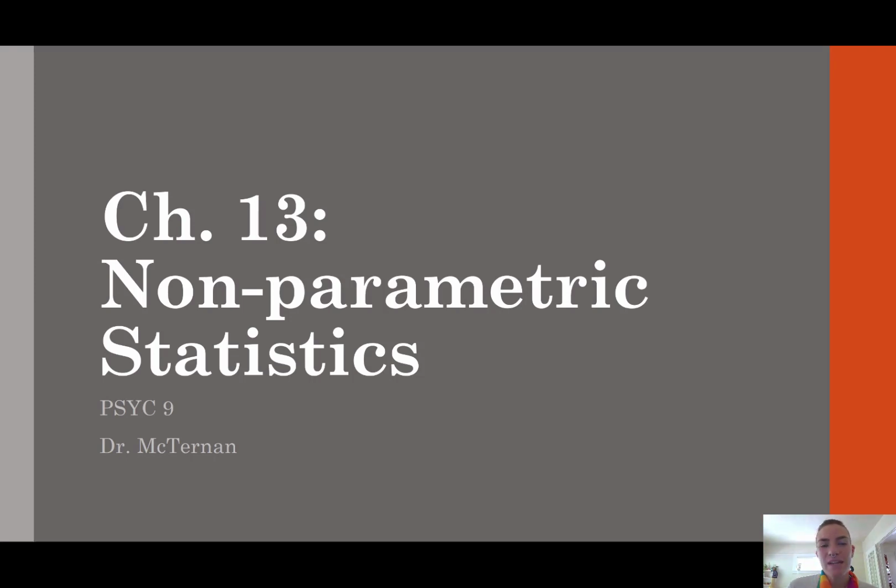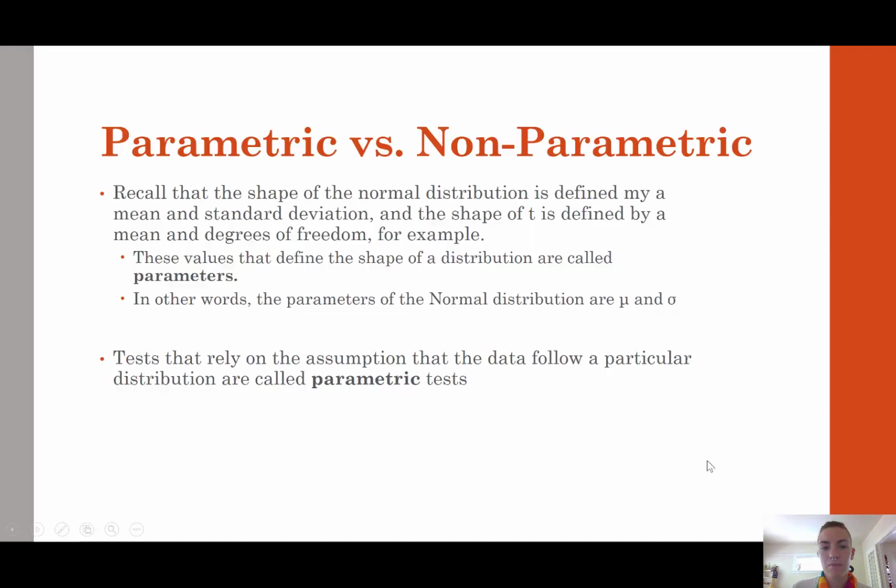And this chapter, chapter 13, is on non-parametric statistics. And the test I'll focus on in the lecture is called a chi-square test. So first, let me break down the difference between parametric and non-parametric tests. The tests that you've learned about so far in this course have all been parametric tests, even though I haven't used that term before.